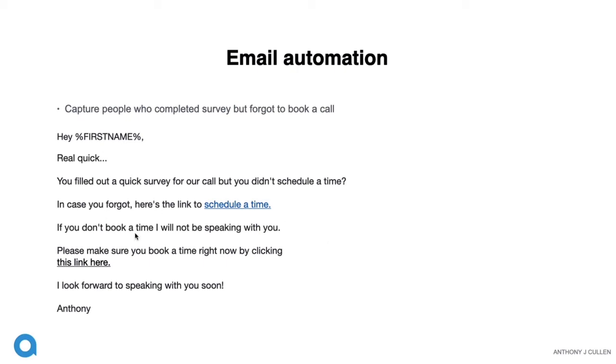This is where people have filled out the survey form, but they didn't click through to the second part, which is to book a time in your calendar. So we simply say, hey, first name, real quick, you filled out a quick survey for our call, but you didn't schedule a time. In case you forgot, here's the link to schedule a time, and this is where you then want to loop them back around into your calendar.